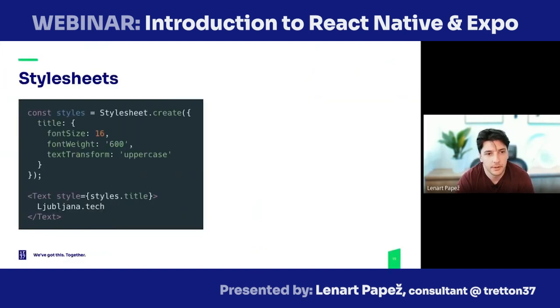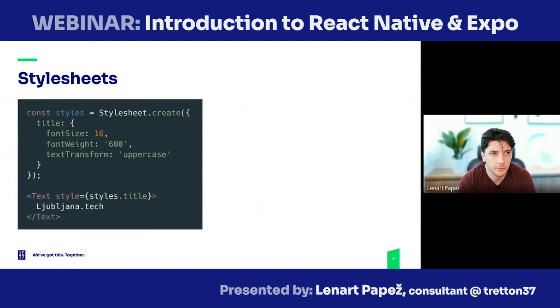Then we have style sheets, which is the default way that the first template comes with when you create a new app. You have a style sheet where you can create all the objects that you will have in your JSX, and then you can apply the styles like it's shown in the picture. And of course, this style sheet object will also notify you in the IDE if one of the rules you're trying to make is not supported in React Native.